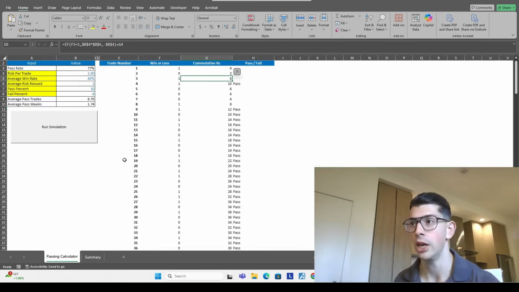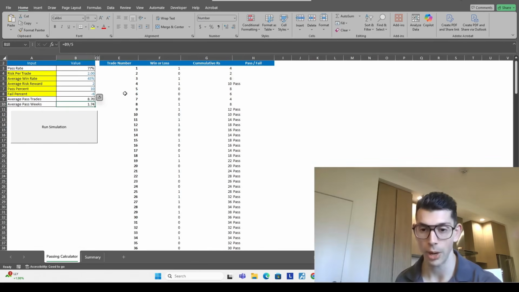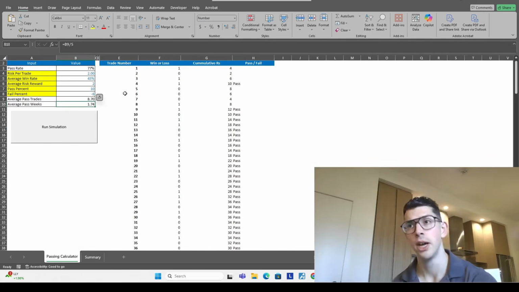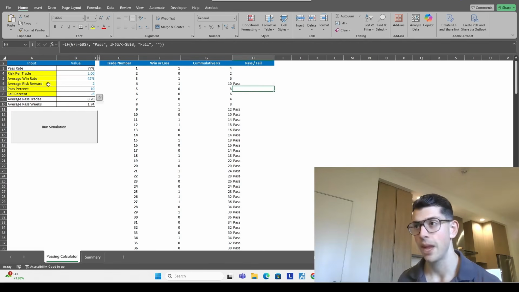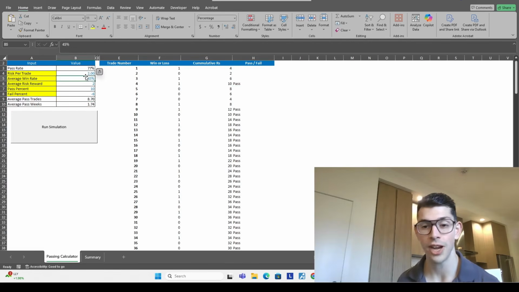So quite good. And this, if we say that we're taking 1 trade per day, per business day that is, we're going to be passing in around 1.75 weeks. So in around 2 weeks, you can pass a prop firm challenge on average, but obviously sometimes you can pass in just a few days. And this is with a very high risk reward system.